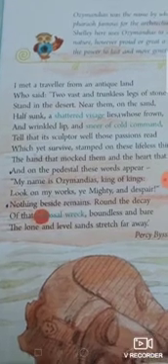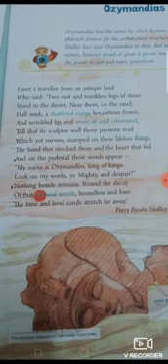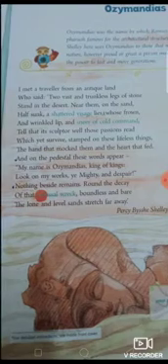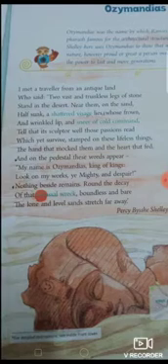Let's see the next lines. And on the pedestal these words appear: My name is Ozymandias, King of Kings. Look on my works, ye Mighty, and despair. Here the poet says that on the platform on which the two legs were standing, some words were written. That is, my name is Ozymandias, King of Kings.